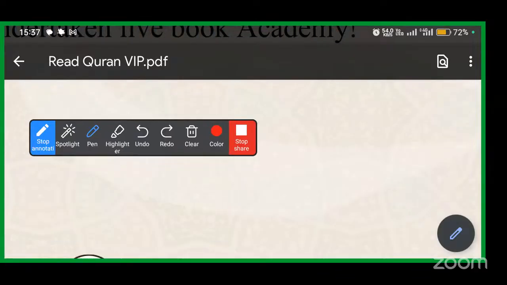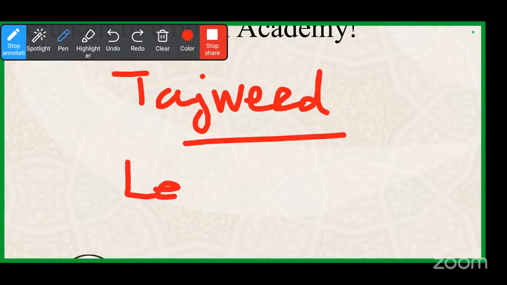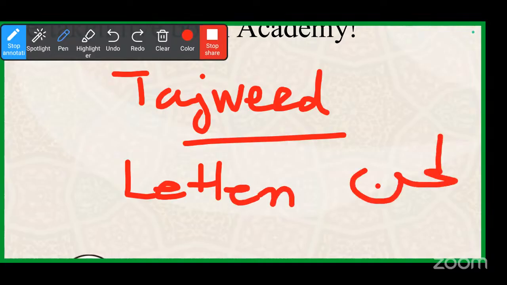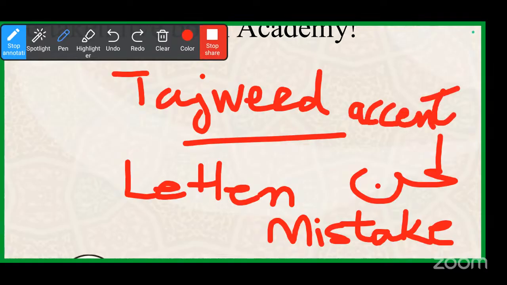Before we begin the ta'rif al-tajweed, what is tajweed? The simple definition of tajweed is that tajweed saves us from lahan. Now to understand this, we must know what is lahan. Lahan means a mistake in pronunciation. Or you can also say lahan means accent. Please note it down. Lahan means accent.